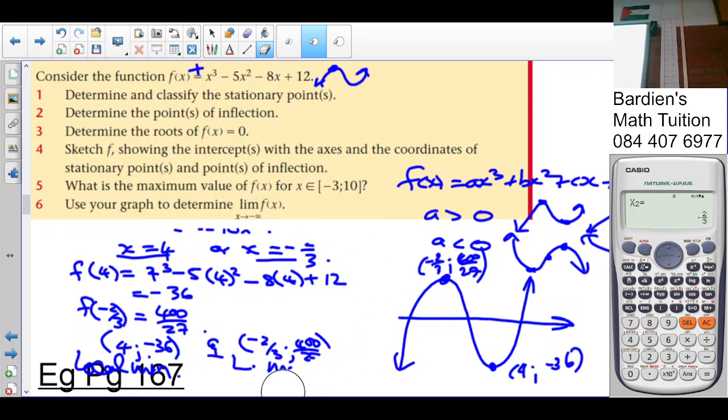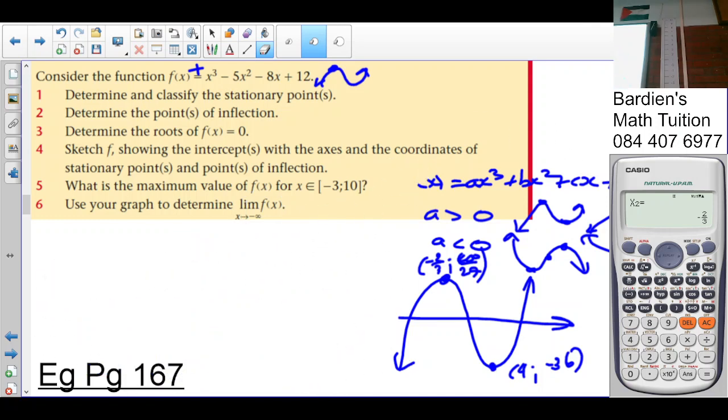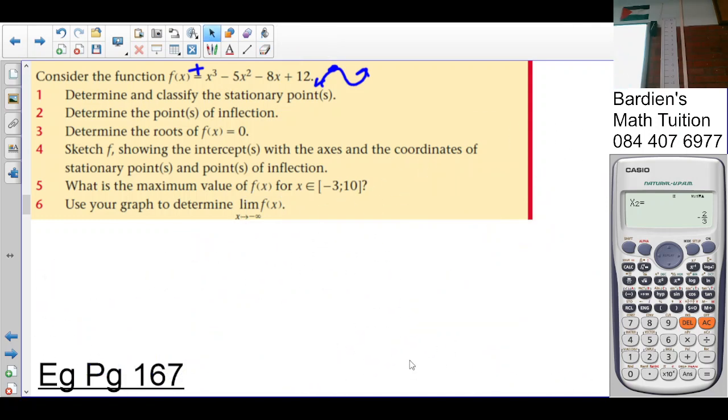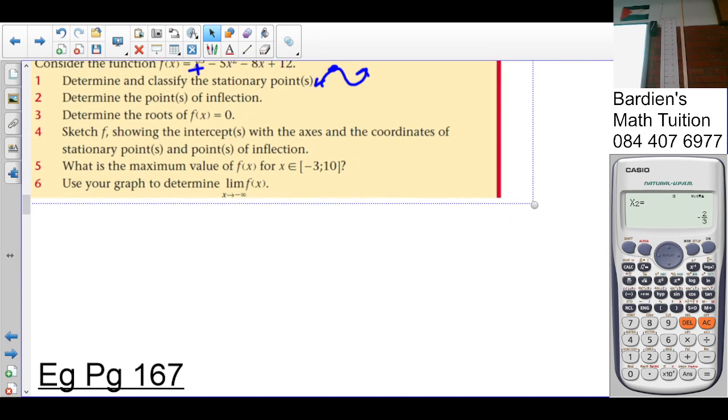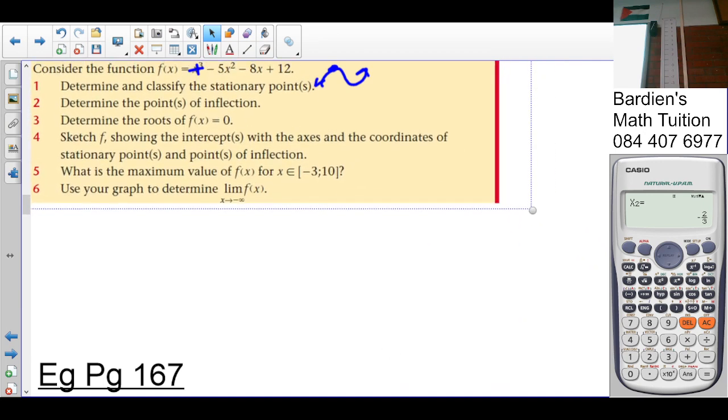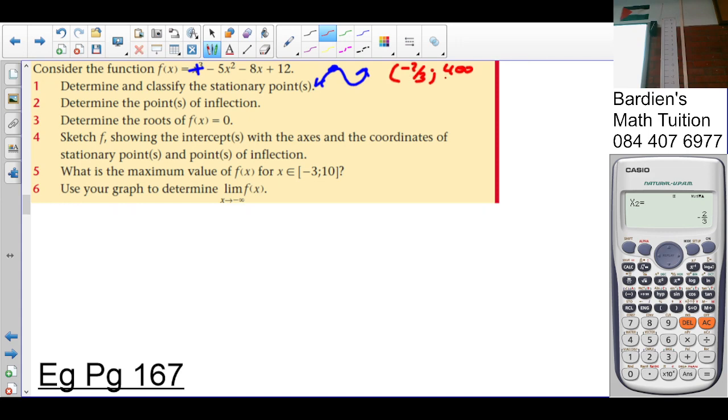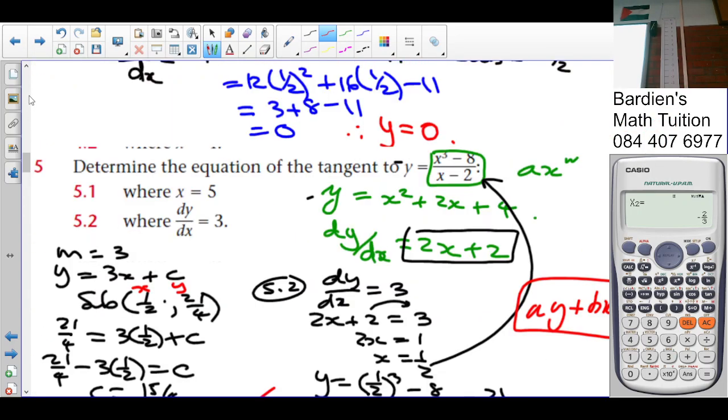Alright, so write that down. It's a bit smaller. Okay, so what was that? Negative 2/3 and 400 over 27. And the other point was 4 and negative 36. Okay. Number 2.